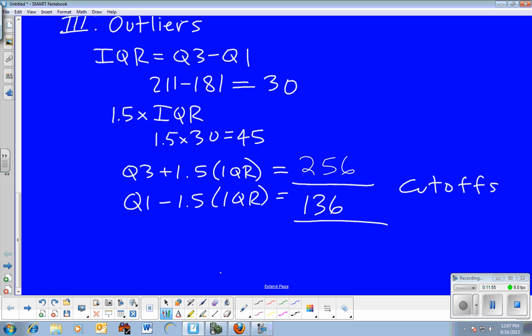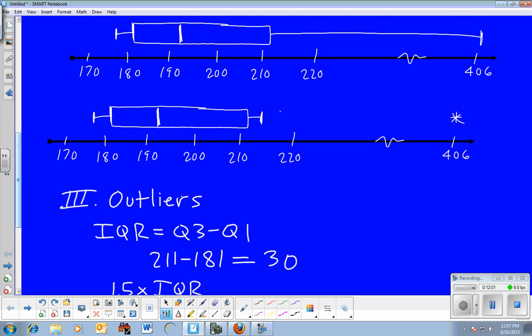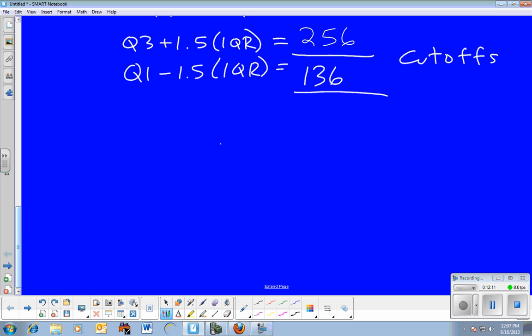What we've created here are two cutoffs for determining is a number an outlier. Okay, let's say I had been 250 months old. Am I just a big number in the list, or am I an outlier? Well, mathematically speaking, anything over 256 or under 136 is an outlier. So that's kind of like your fences, your cutoff points. Anything outside this is mathematically an outlier and will be turned into a star on the modified box plot.